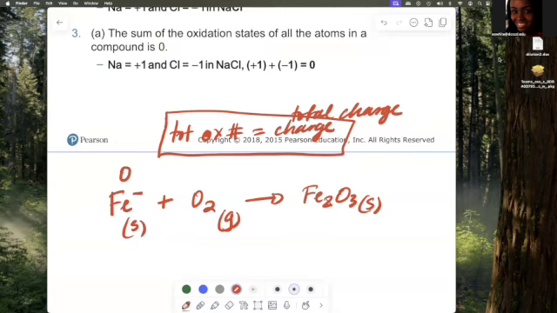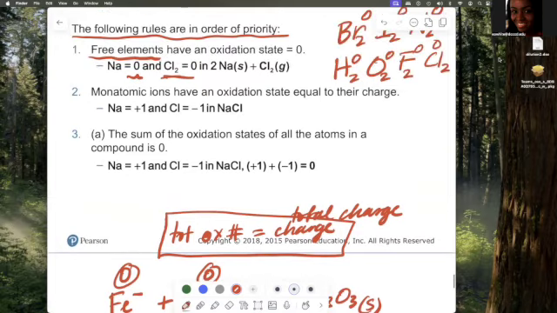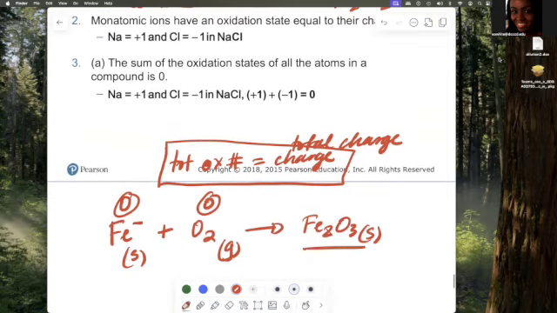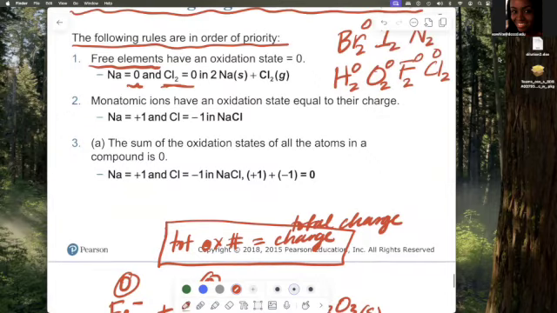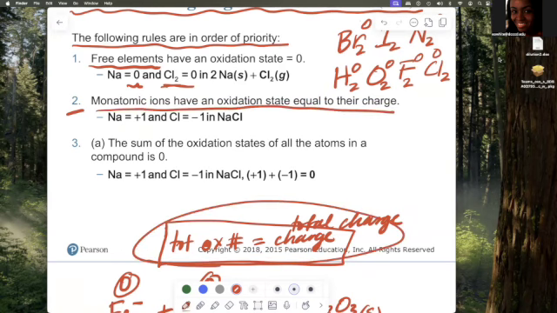Okay, so once again, this would be 0. Okay, that is rule number 1. Rule number 2 says, I cannot assign this because this is not part of rule number 1. This is a compound here, right? Rule number 2 says, when you have monatomic ions, they have an oxidation state equal to their charge. You see this rule showing up now, right? Where oxidation state must equal charge.